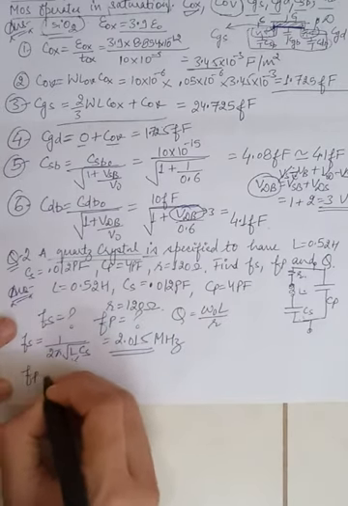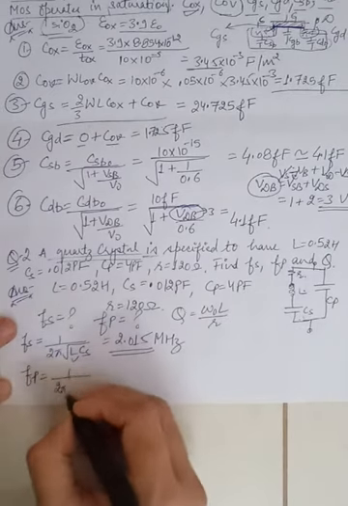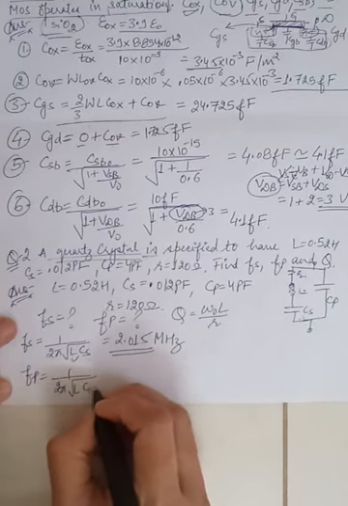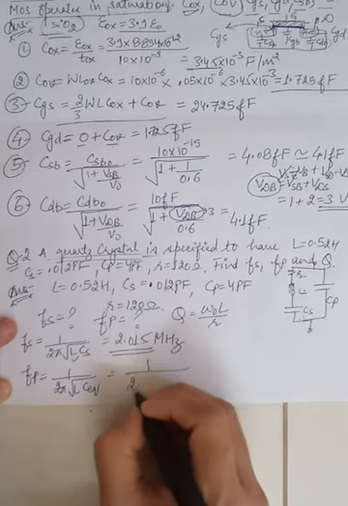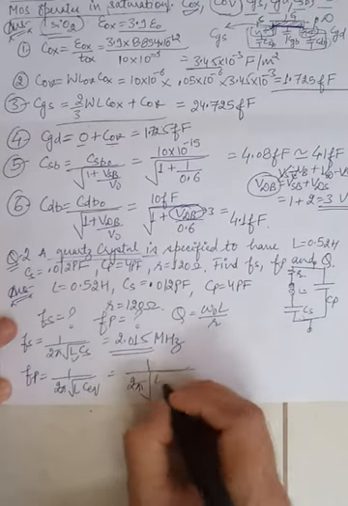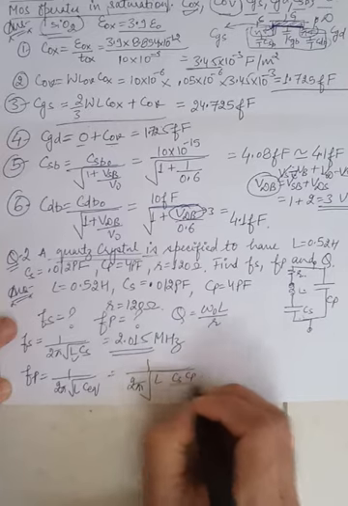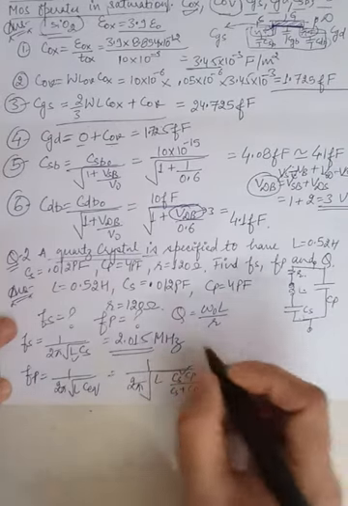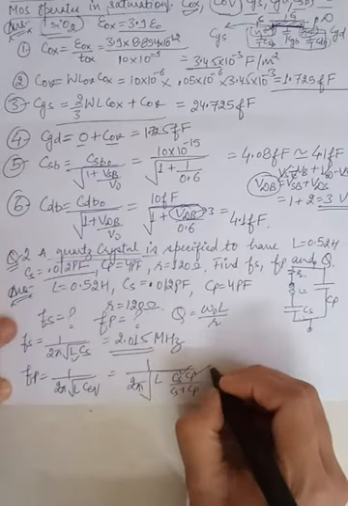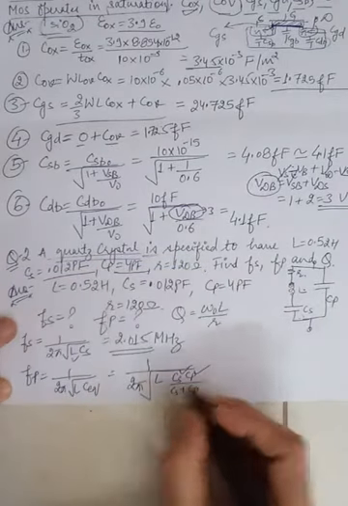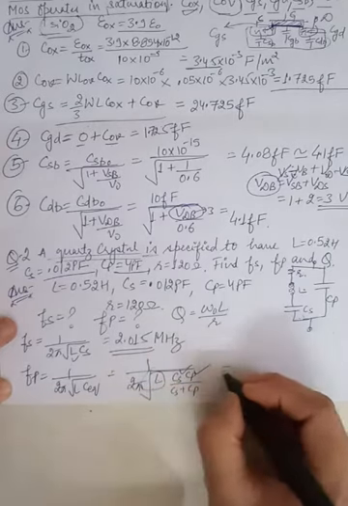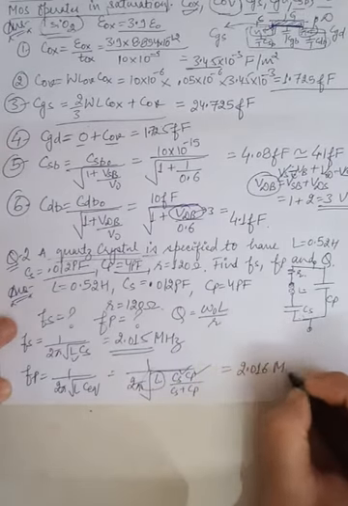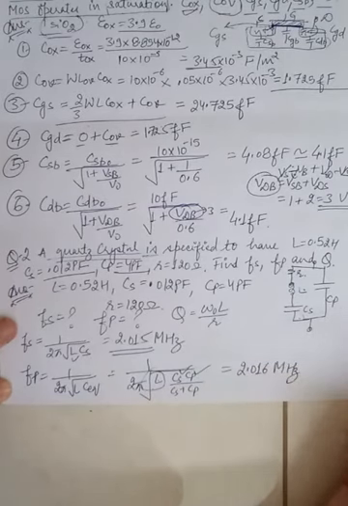Now I will calculate Fp. Fp is nothing but 1 upon 2 pi root L C equivalent, where C equivalent is Cs Cp divided by Cs plus Cp. Cs is given to you, that is 0.012 picofarad. Cp is given to you, 4 picofarad. Put the value, L is given to you 0.52. When you calculate, you will get near about 2.016 megahertz. Near about this value you will get.